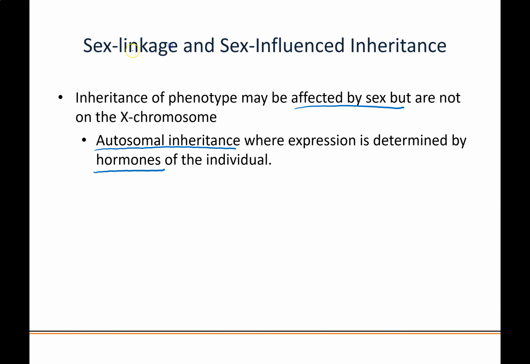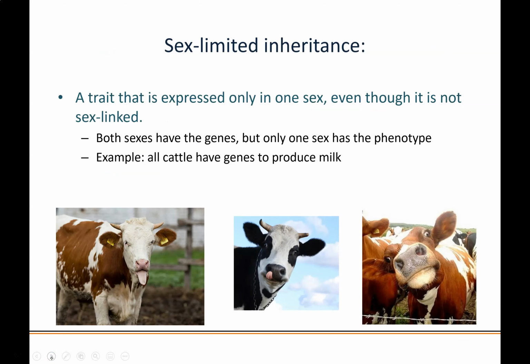And I see I actually have a typo. I will fix this in your printed notes. This should say sex-limited. Sex-limited and sex-influenced inheritance. So these are two different types of inheritance where the genes are autosomally encoded but affected by the sex of the individual. So let's look at a couple examples of these.